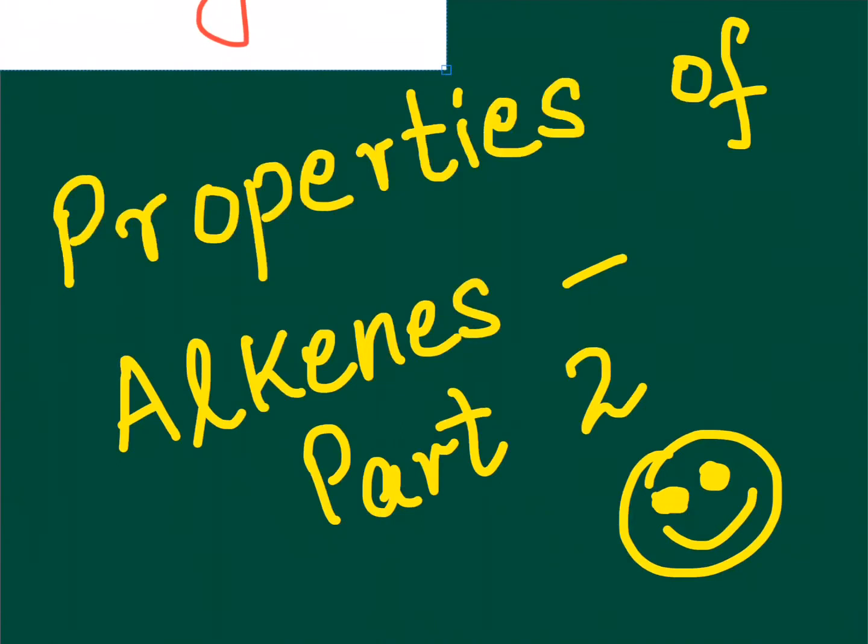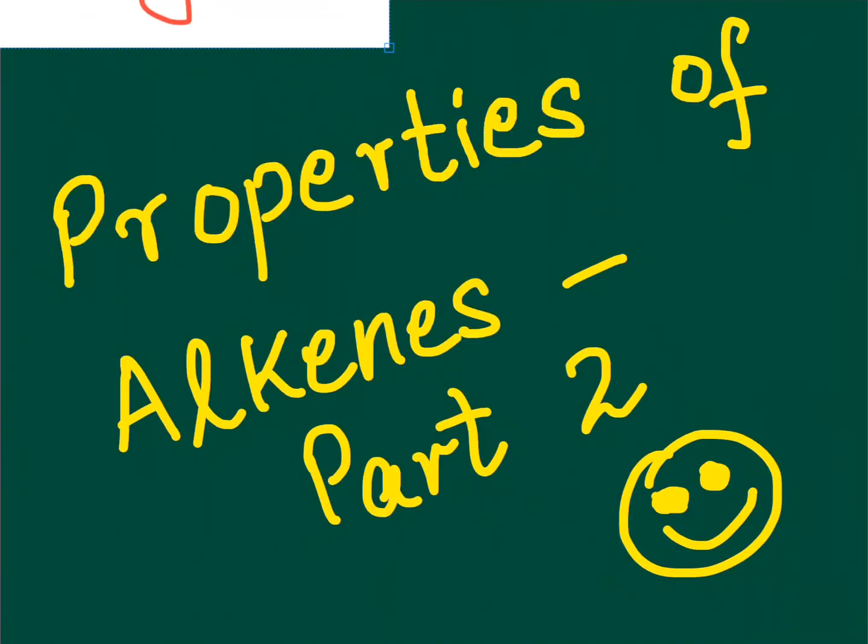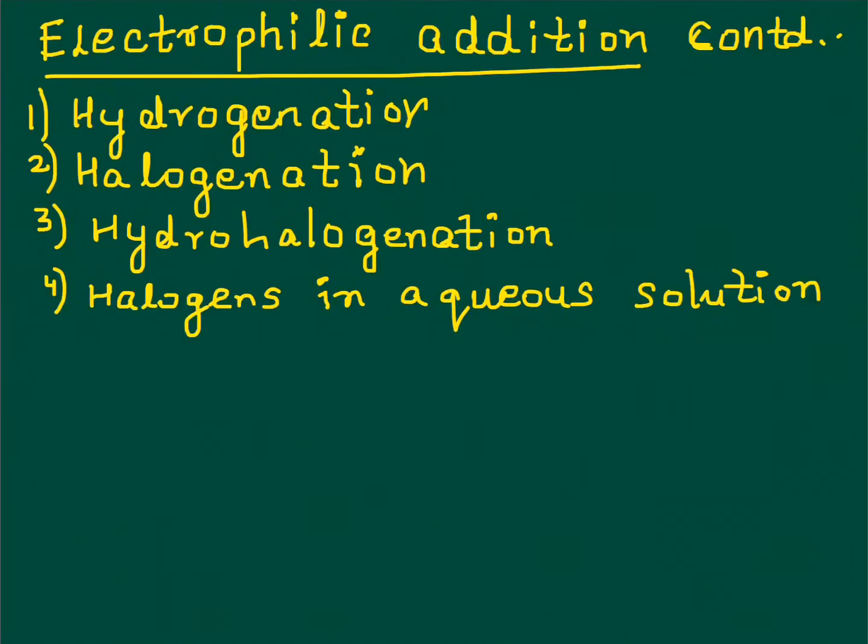We are continuing with the topic of properties of alkenes part 2. In part 1, we have already covered electrophilic addition reactions in the case of alkenes, and out of that we have covered hydrogenation and halogenation. Today we are going to talk about hydrohalogenation and reaction with halogens in aqueous solution. So let's go ahead.